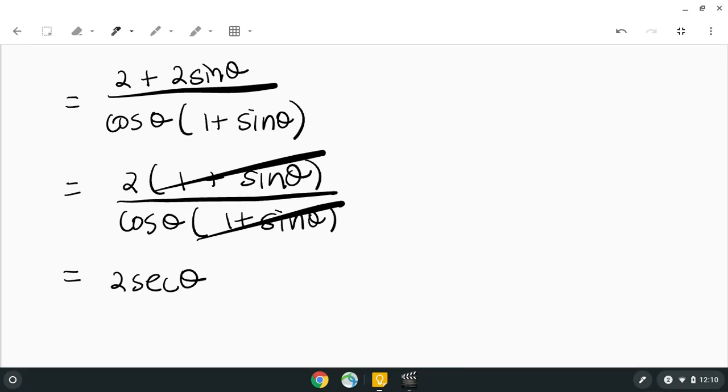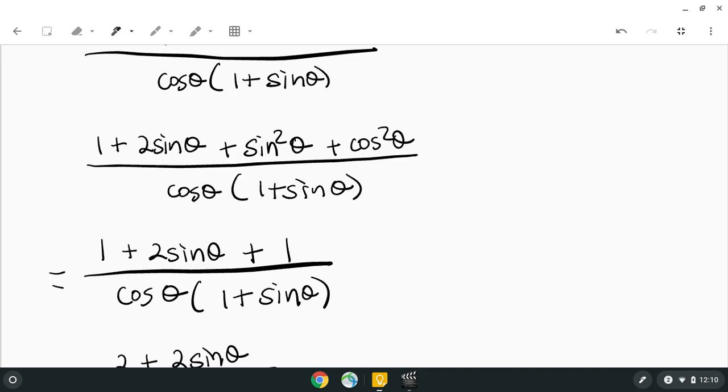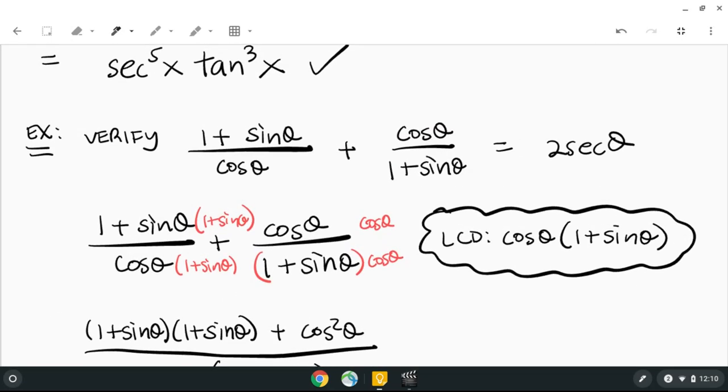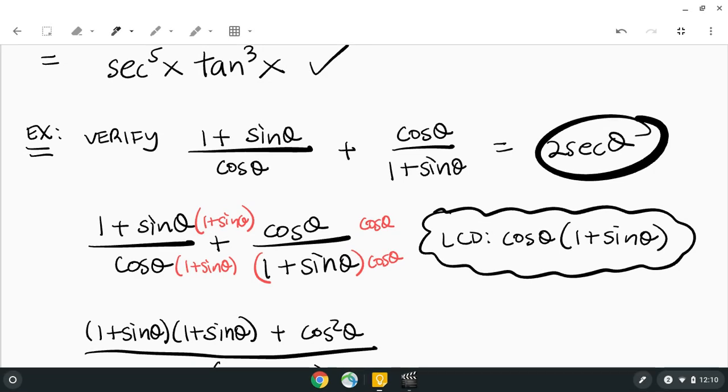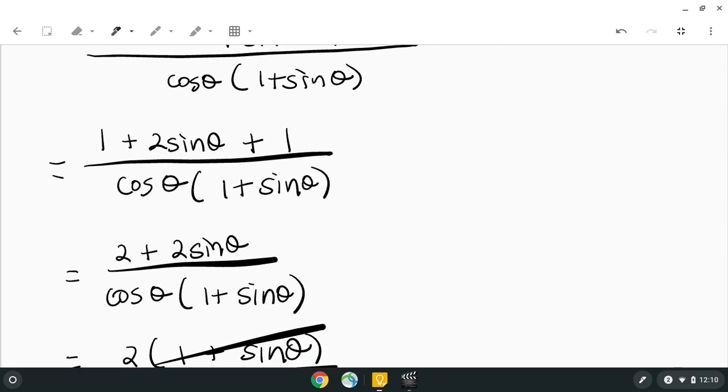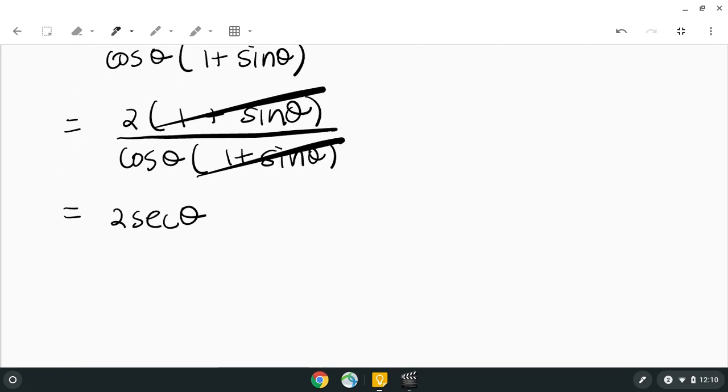Let's go all the way back up and see what we were aiming for. Yep, 2 secant theta. So we are done here. We have verified that the left-hand side does simplify to 2 secant theta. Do you see the similarity between simplifying and verifying? You're going to be simplifying in order to verify. They just give you the answer that it should simplify to.